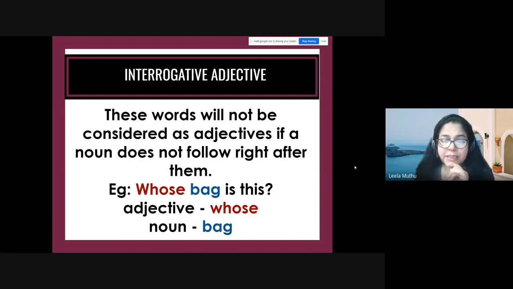So these words will not be considered adjectives if a noun does not follow them. Supposing I say, what is it? What is the interrogative word, but it is not followed by a noun, and therefore you cannot call it an interrogative adjective. Now look at this. Whose bag is this? Whose is an interrogative word, and because it is followed immediately by a noun, it is used as an interrogative adjective.